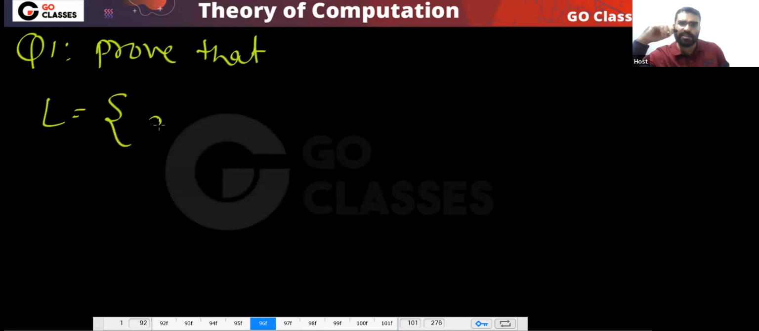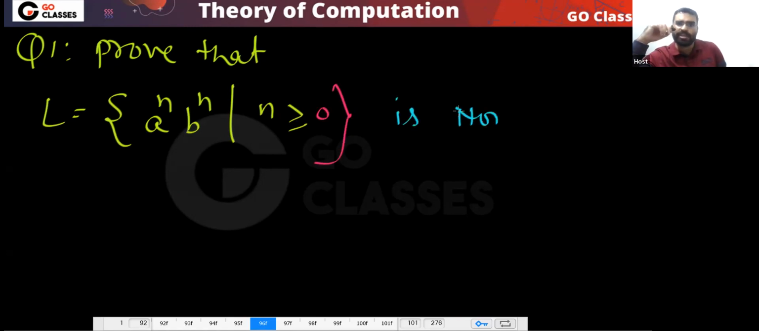Question number 1. Prove that this language is non-regular. The language I am giving you is a power n, b power n. This language we have already seen. Do you remember? A power n, b power n, where n is greater than or equal to 0 or n is greater than or equal to 1. It does not matter. This is non-regular. Non-regular means there is no DFA. So tell me how to prove it.